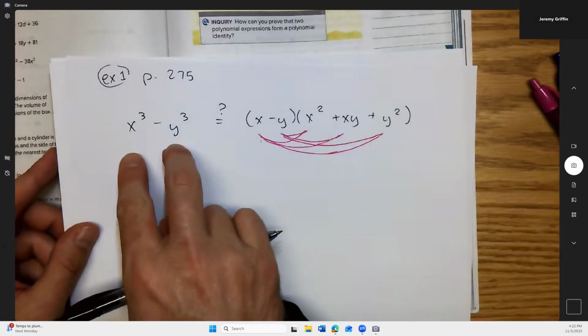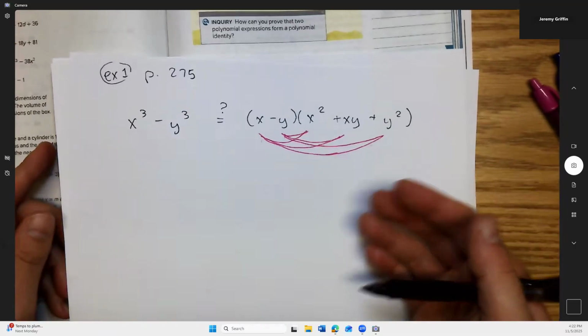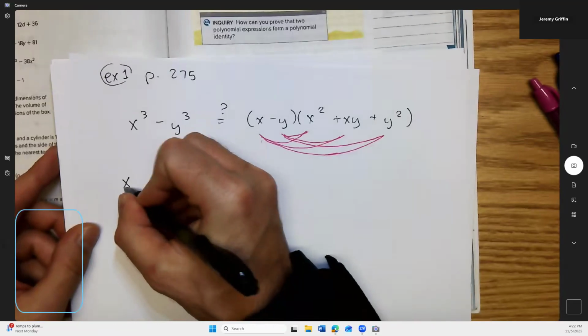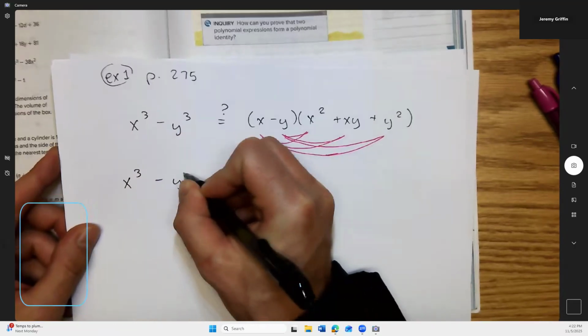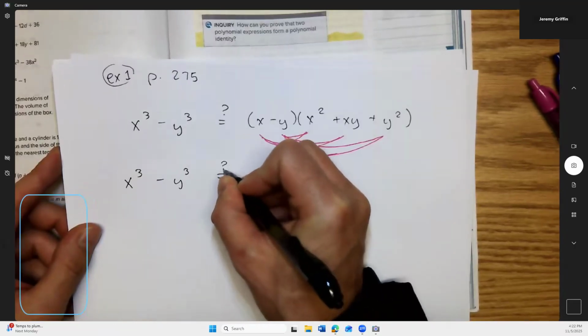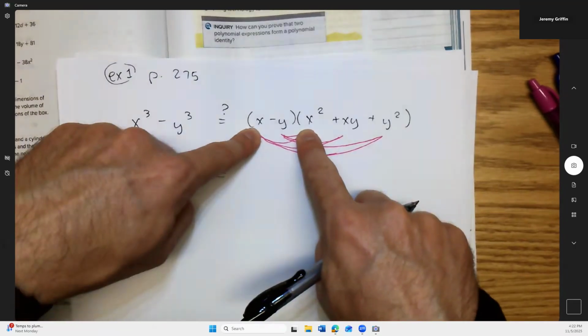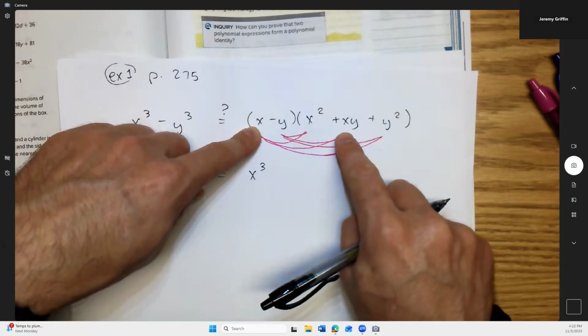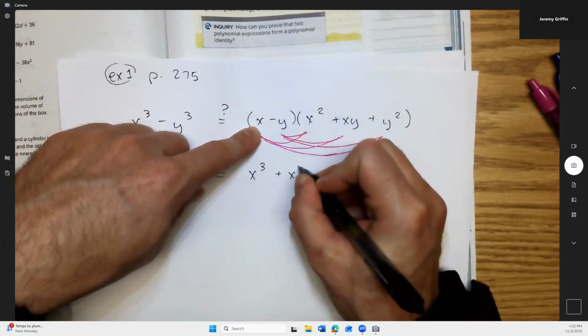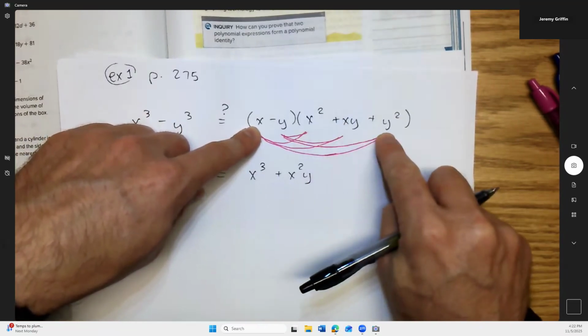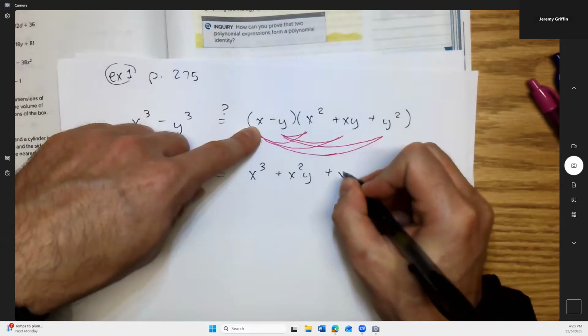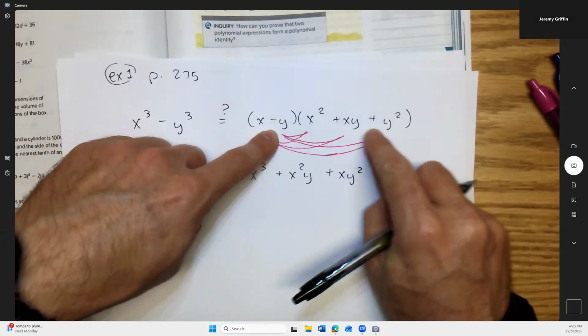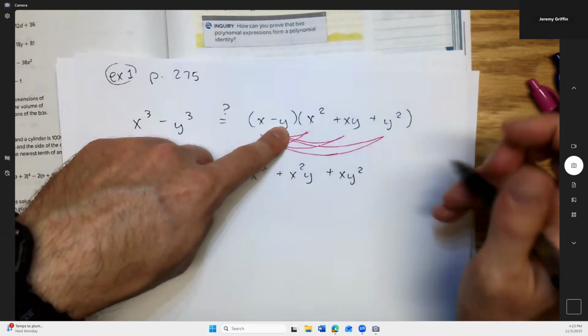Okay. Wait, on the left side, I only have two terms. Is this really going to be equal? Well, let's just play around with it, see what happens. So x cubed minus y cubed. Is this really equal to? All right, let's try that. So x times x squared, that is x cubed. And then x times xy, that's plus x squared y. And then plus xy squared. And then we want to distribute the y.